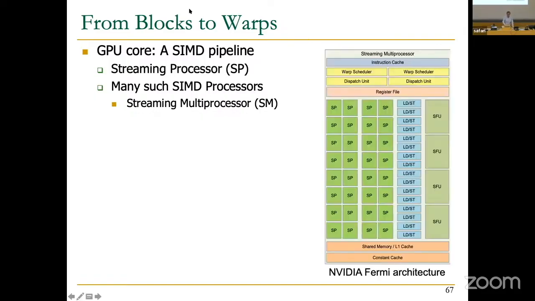But it looks like this. This is one of NVIDIA's architectures, if you will. You can see that they call it a streaming multiprocessor. There's an instruction cache. There's a warp scheduler. There are multiple warp schedulers.